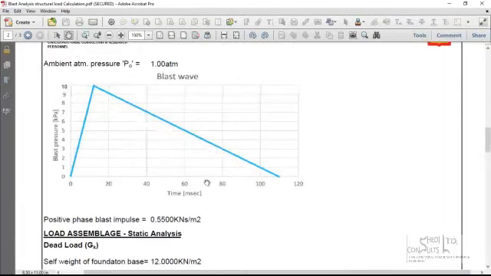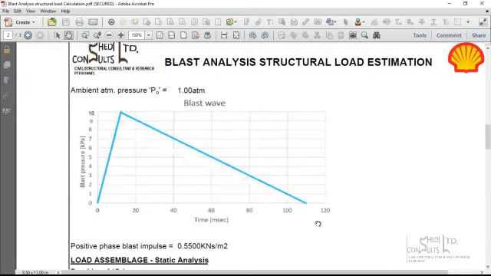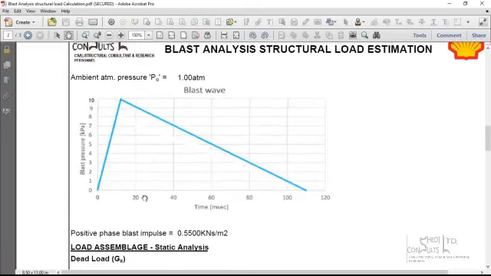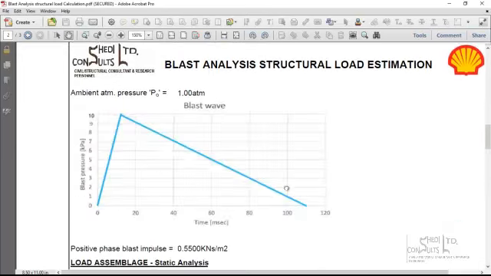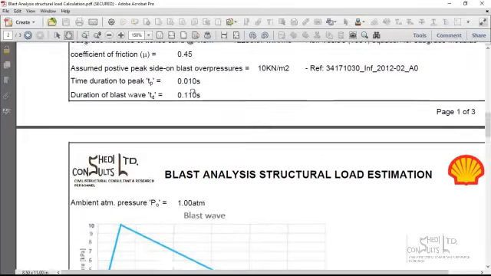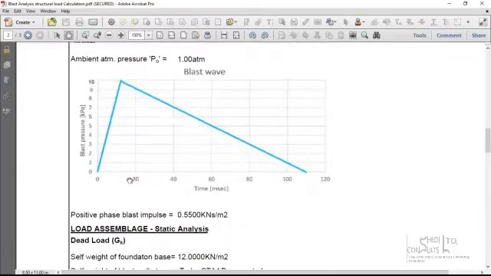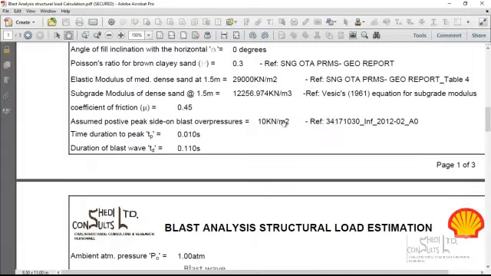of the blast wave is not considered in analysis because the negative phase is taken to be below atmospheric pressure and does not cause any impact. Now if you look at this, the duration of the blast wave is taken to be 10 milliseconds. The time to peak is about 10 milliseconds. So in 10 milliseconds, which is far less than a second, the blast pressure increased about 10 kilopascal. That's the peak side-on overpressure.